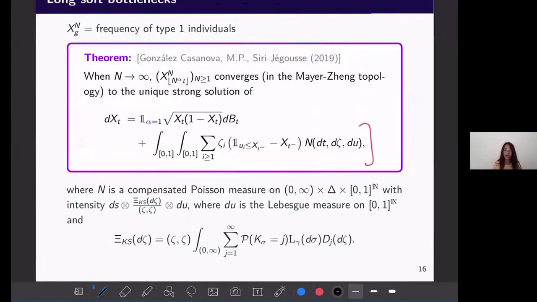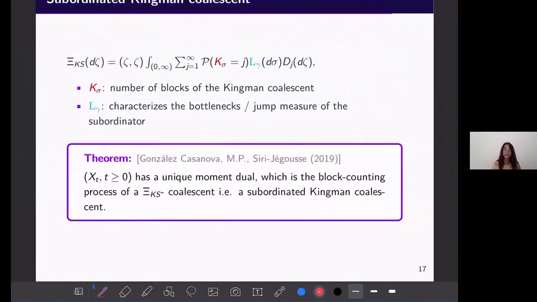This is what we have in the theorem. Here you have the jump term. The jump term depends on some psi, which is the measure of the subordinated Kingman coalescent, and this diffusion and the subordinated Kingman coalescent are moment dual. Here you have the characteristic measure of the Kingman coalescent. Here you have the L_gamma, that was the intensity of the bottleneck, so the duration divided by intensity, and here the block counting process of the Kingman coalescent.